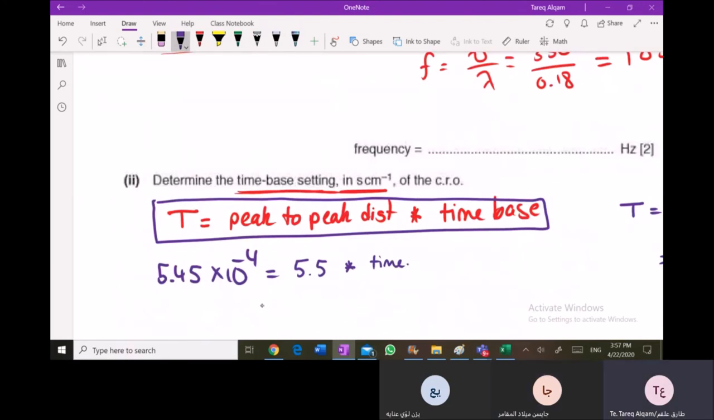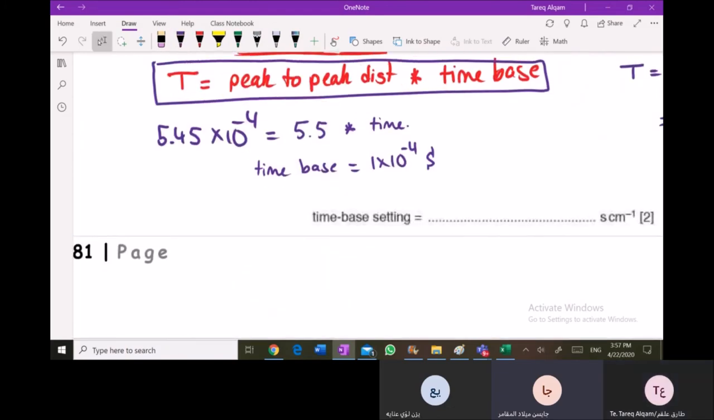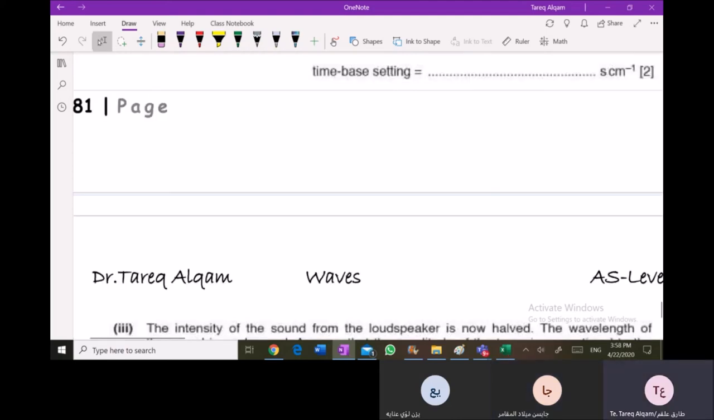The time base will come out approximately 1, actually 0.909 times 10 to the power of negative 5. Yes, it's approximately the same thing.